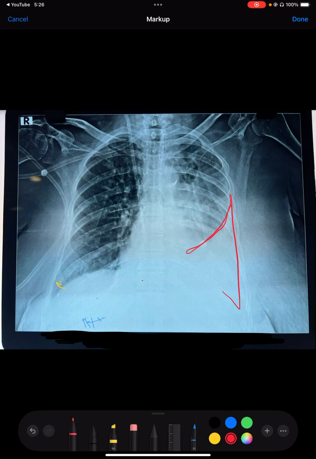So these were all the points which can help us to confirm whether there is only effusion, or the patient may have underlying consolidation and effusion, and some points to differentiate pneumonia from effusion clinically.